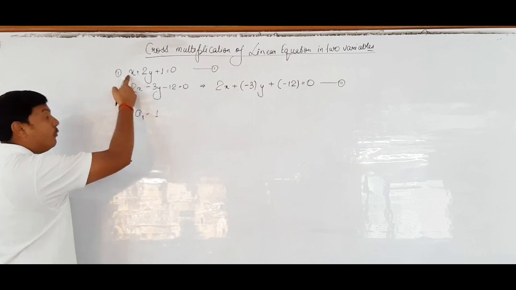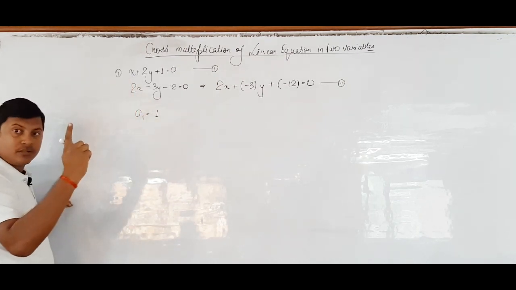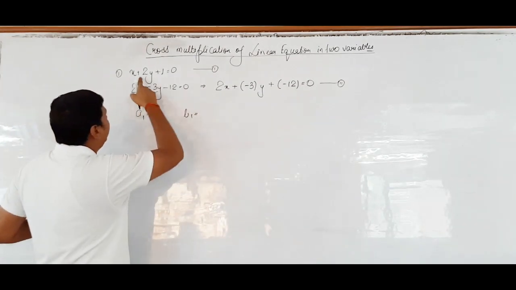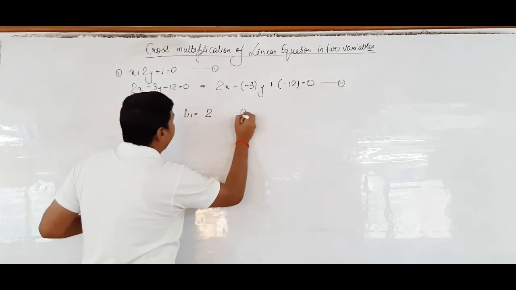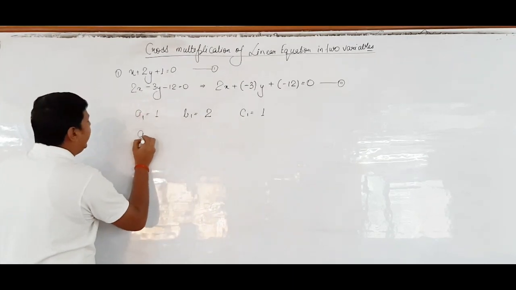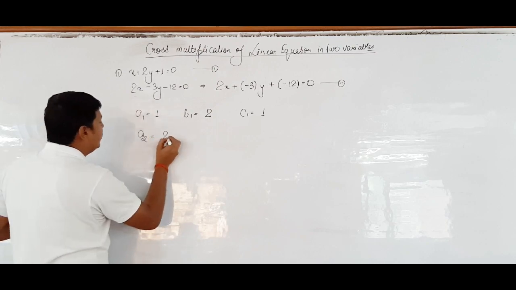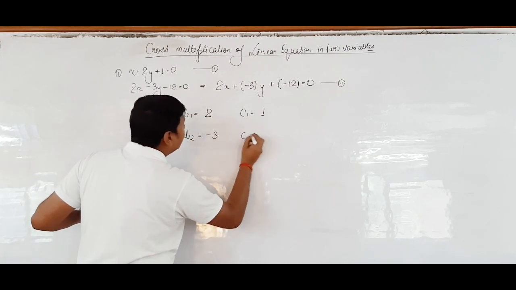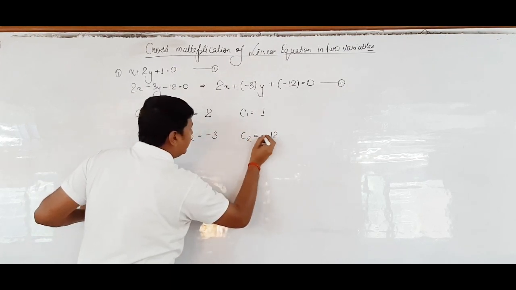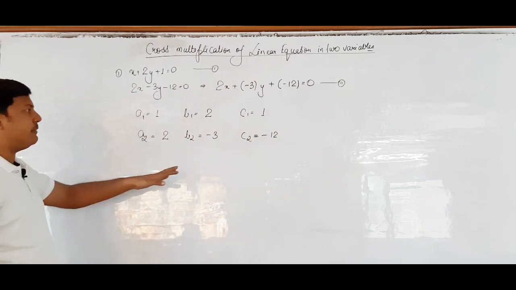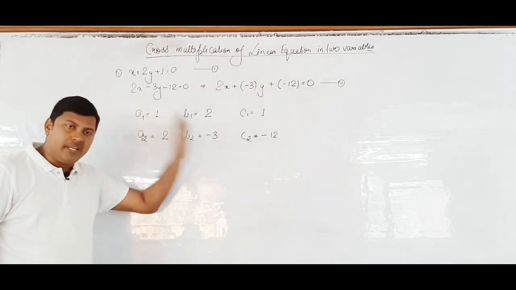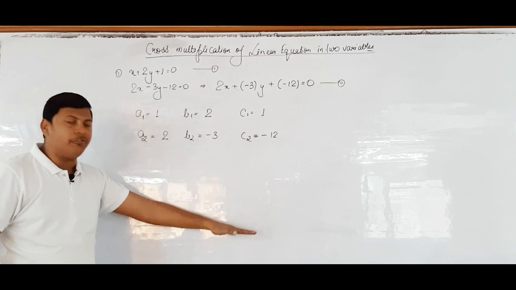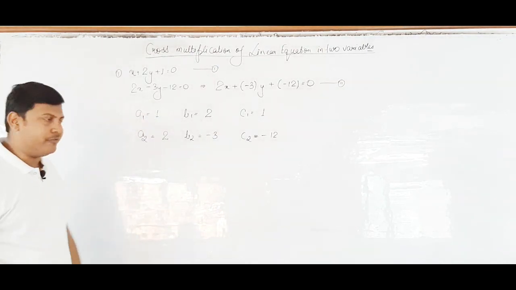The value of a1 would be 1 because the coefficient of x is 1. Yes or no? What about b1? It's 2. What about c1? It's 1. What about a2? It's 2. What about b2? It's -3. What about c2? It's -12. And I request everybody to write like that only. It will be very convenient to write the formulas and put the values the right way.